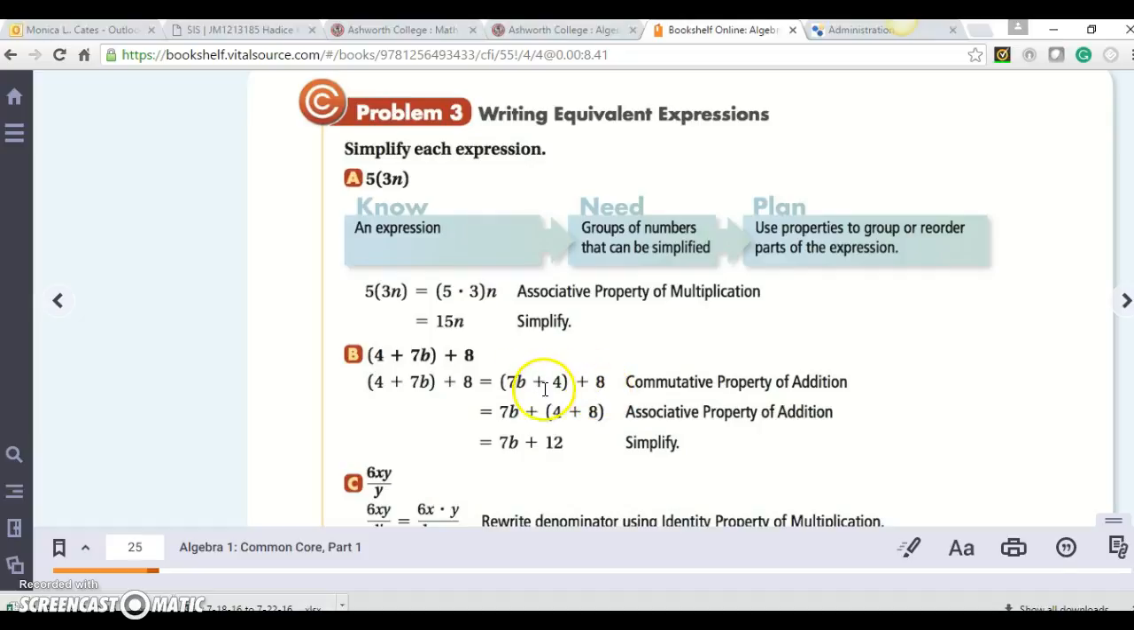Then I would use associative property. So I would regroup it. And that would give me 7b plus 12.